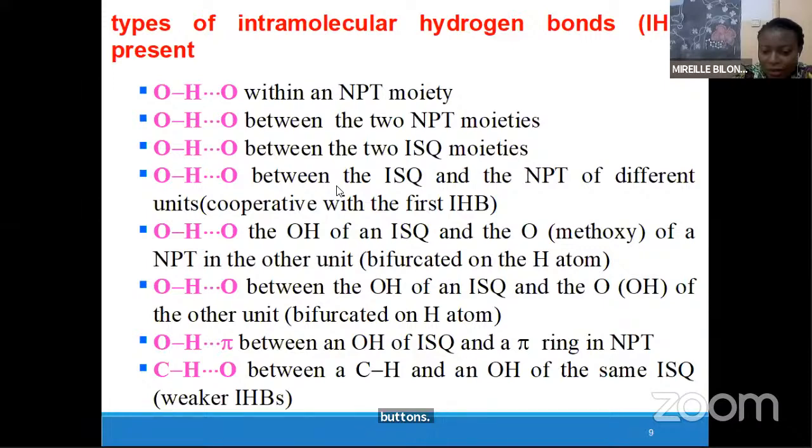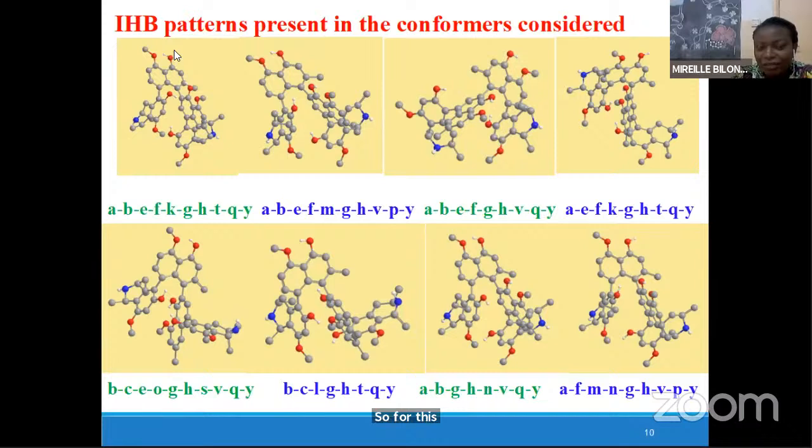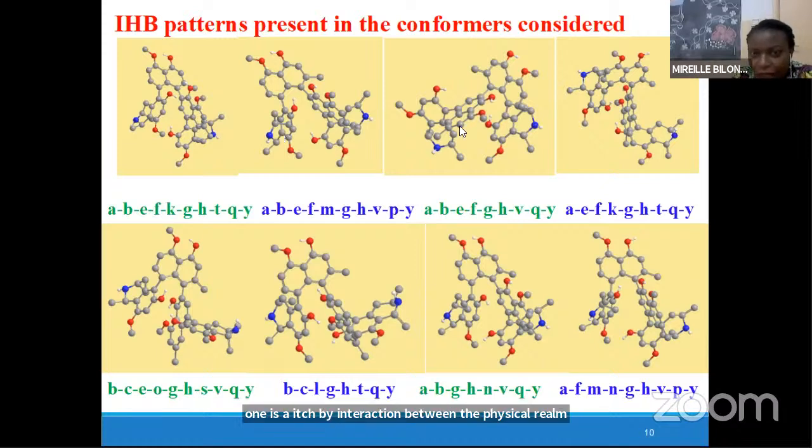So there are some hydrogen bond patterns. From this one, it has a hydrogen bond in the naphthalene moiety. This is the isoquinoline moiety. So this one has a hydrogen bond in the isoquinoline moiety. This one is an OH-pi interaction between the isoquinoline moiety and the naphthalene moiety. This one has a hydrogen bond between the naphthalene moiety and the isoquinoline moiety. So this is just some examples I chose to show those hydrogen bonds.